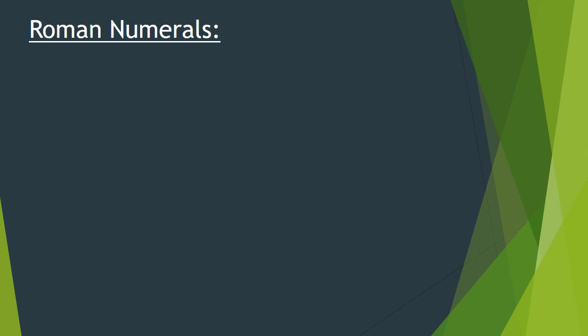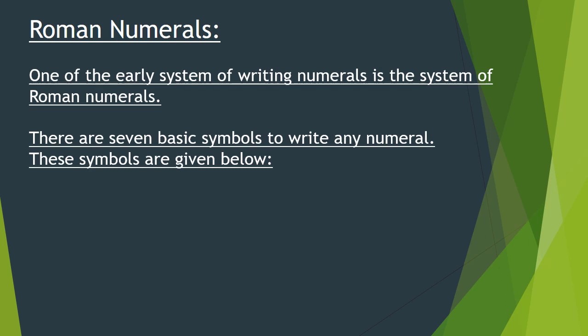Roman numerals, one of the early system of writing numerals, is called the system of Roman numerals. That is, it was an early system. People used to write it in that way, used to write numbers in that way.